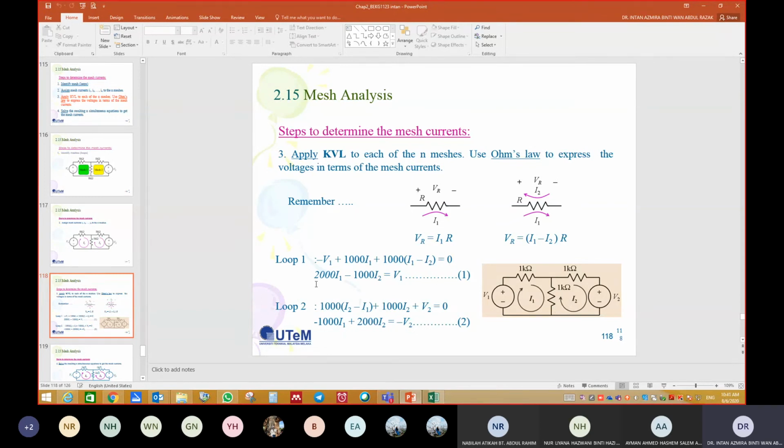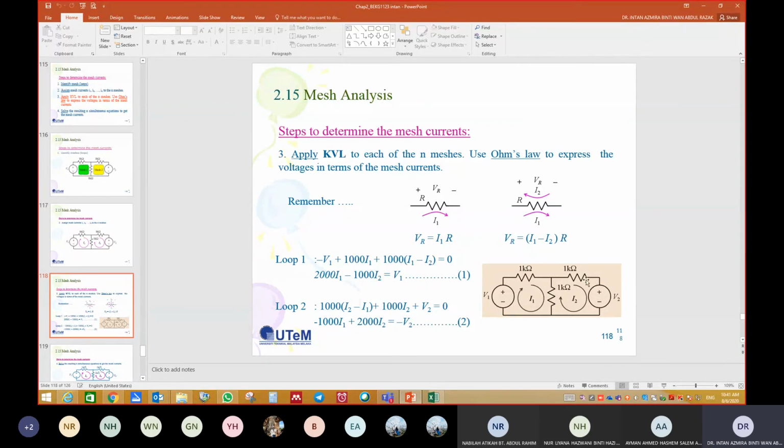And then please rearrange the equation so that I1 is followed by I2, followed by I3 and so on, and then equal to a round number. Usually the value of V1 is given. The value of the voltage source is given, so it will be a round number.